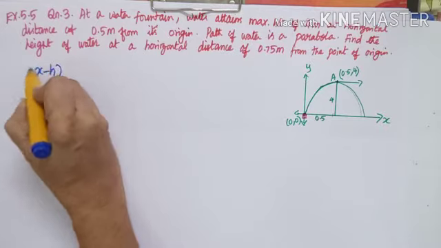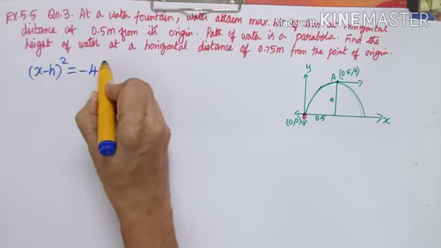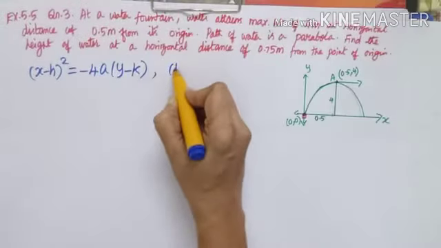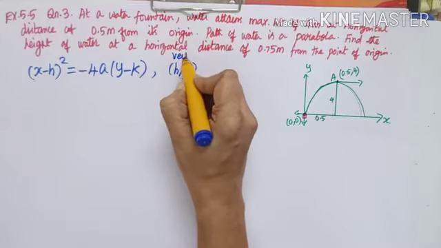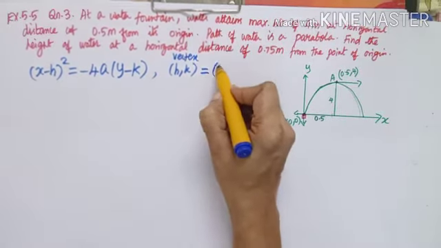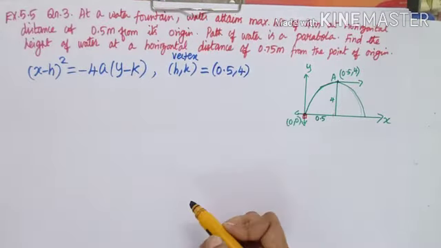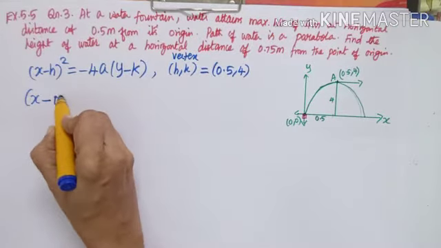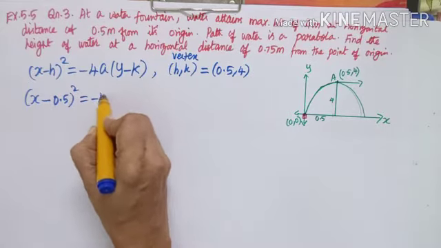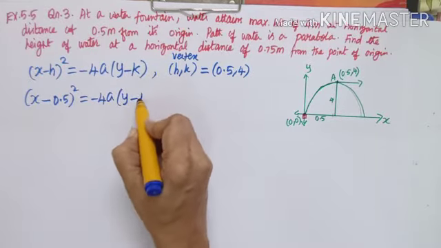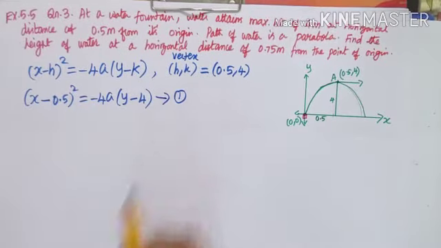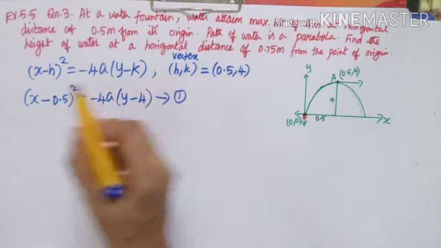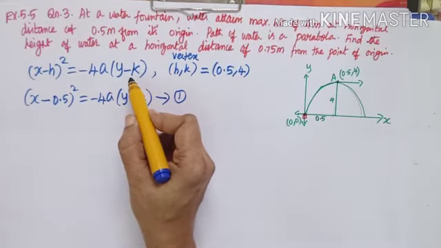We write (x minus h) the whole square equals minus 4a into (y minus k), where h comma k is the vertex, and here the vertex is 0.5, 4. So let us restructure the equation. (x minus 0.5) the whole square equals minus 4a into (y minus 4). Call this equation number 1. So from the first statement, I am able to identify the equation of the parabola.